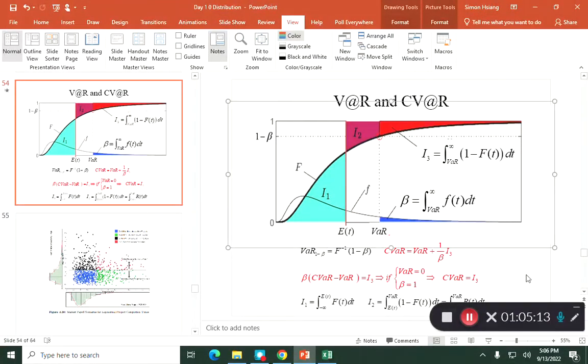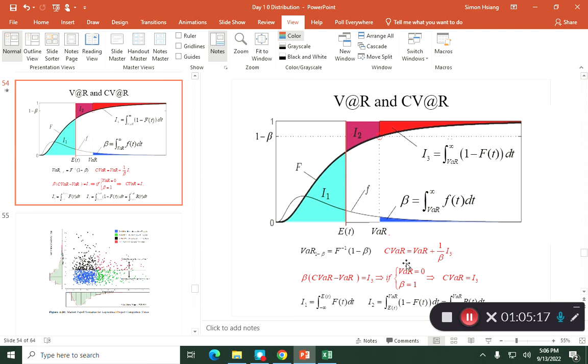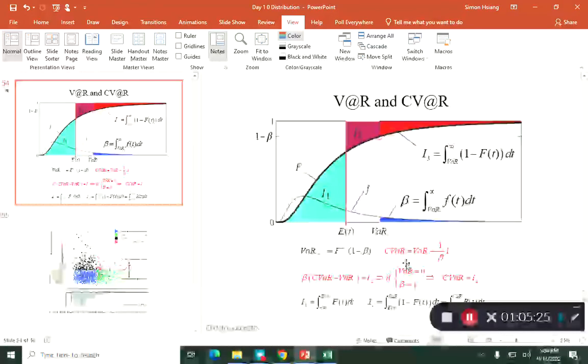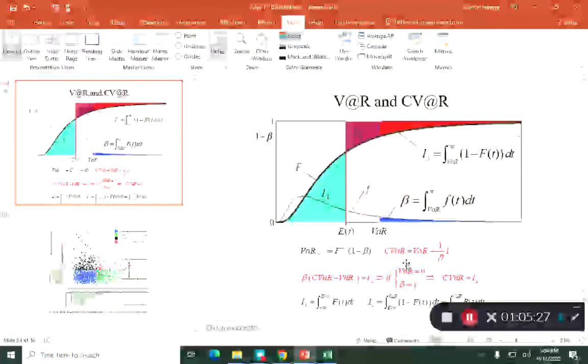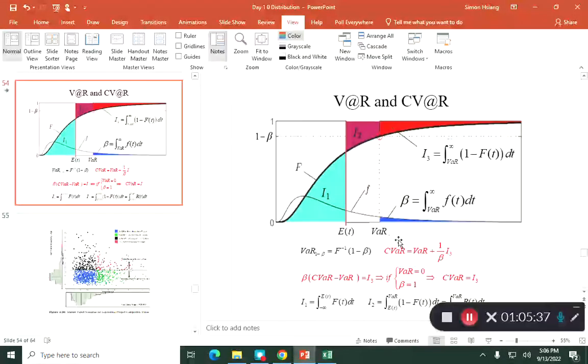Let me focus on I3 value. I3 value is what we call CVAR, conditional value at risk. The whole semester from now on, you're going to hear me nagging about CVAR all the time, because it's about survival. It's decision for survival, decision for reliability.